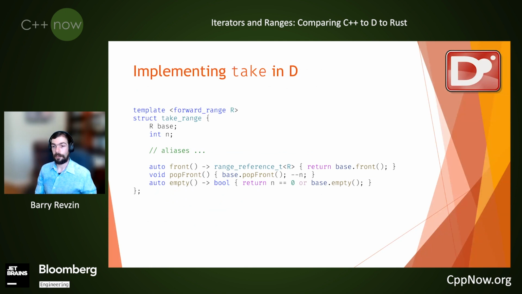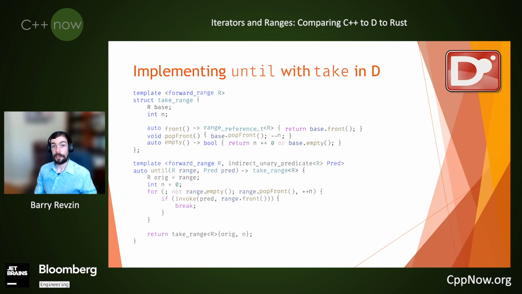Take is a range adapter that, as the name suggests, takes the first n elements, or rather up to the first n elements. So as you can see, the empty check here says our range is empty when either our counter hits 0, which gets decremented in pop front, or the underlying range is empty, whichever one happens first. And we can use take range to implement until in a slightly different way.